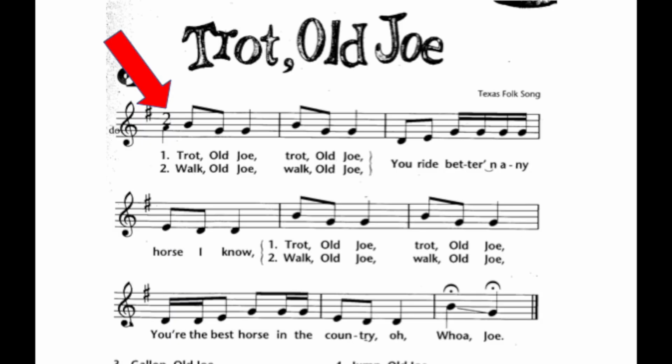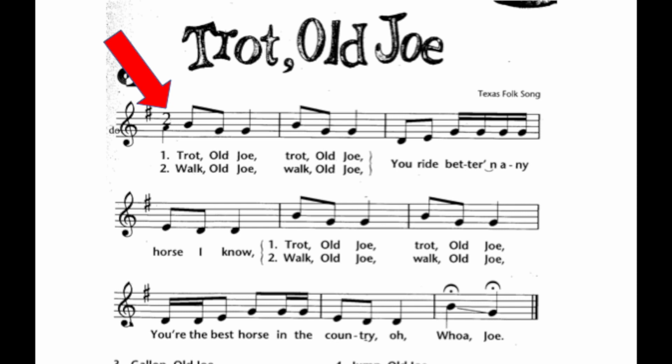Next up, we have the time signature. You'll notice the time signature comes right after the treble clef at the beginning of the music. Unlike the treble clef, there is only one time signature at the beginning of the piece. Now sometimes if we switch time signatures in the middle, there might be another time signature somewhere in the song. The time signature in this song, Trot Old Joe, is a little different than normal time signatures.